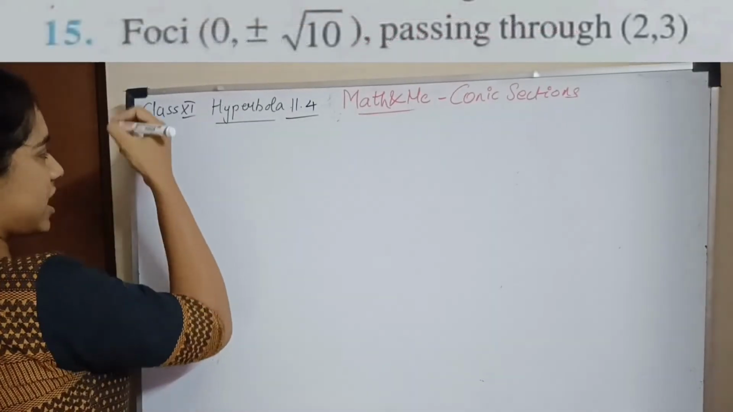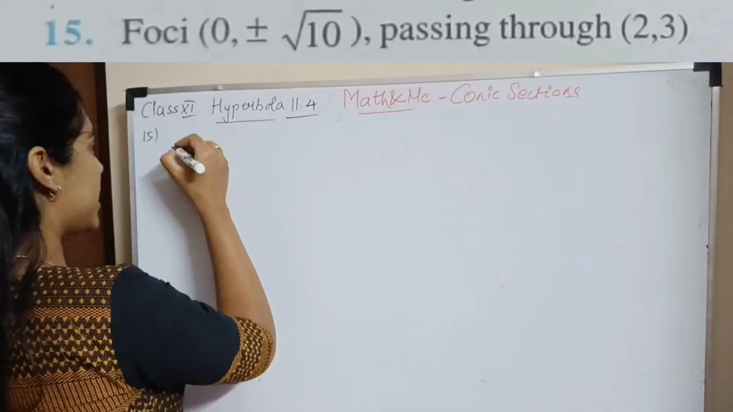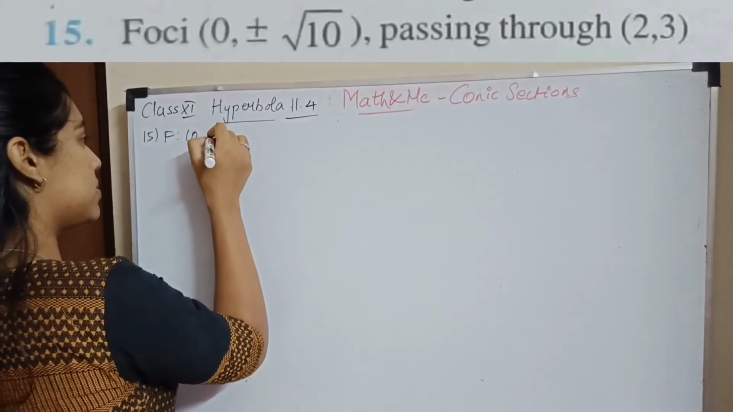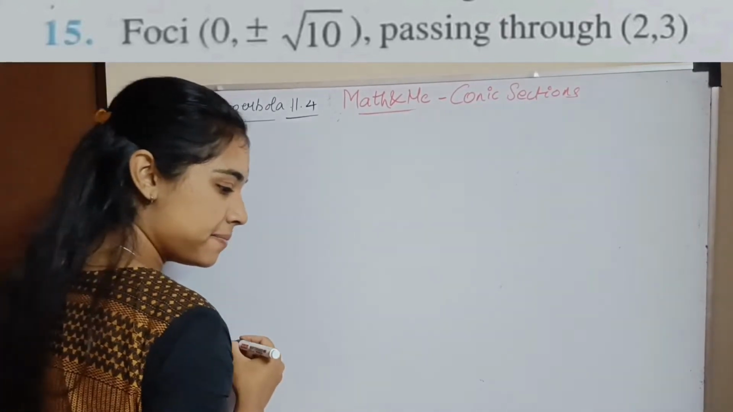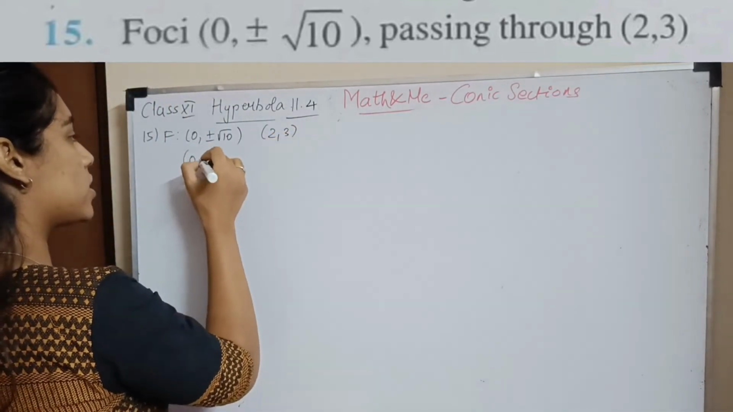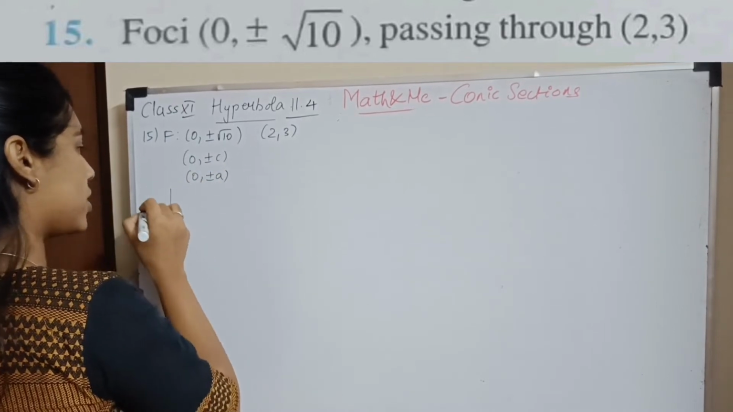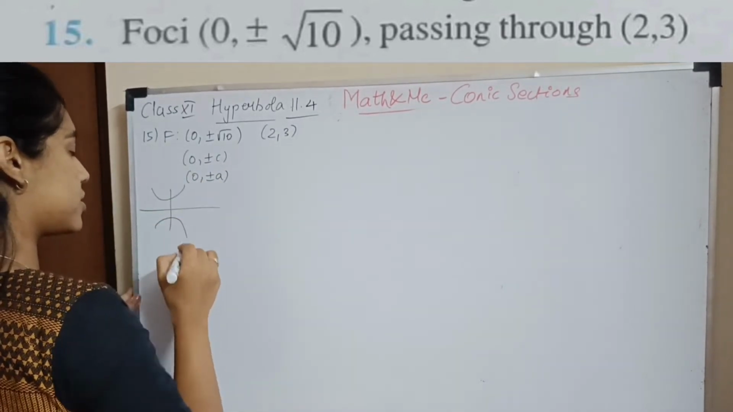Question number 15, the last and final question of the exercise and the chapter. The foci are (0, ±√10) and the hyperbola passes through the point (2, 3). So what do you see? (0, ±c), so (0, ±a). So your hyperbola lies on the y-axis. So it is like this.